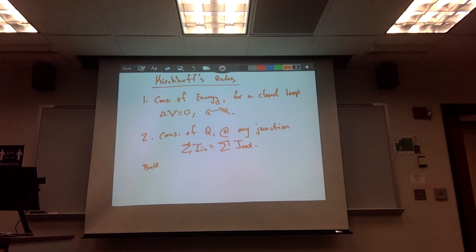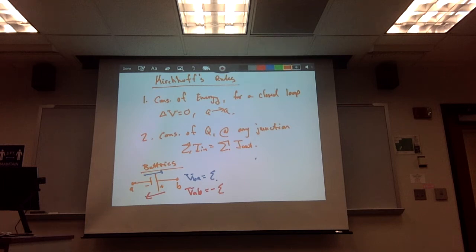Let's talk about batteries first, or EMFs. In this case, this is my point A, here is my EMF, so negative, positive, or B, and I go across it in this direction. So my potential at B minus potential at A is then equal to positive EMF. But if I go in the opposite direction, from the positive terminal to the negative terminal, then my potential at A minus my potential at B is then a potential drop.